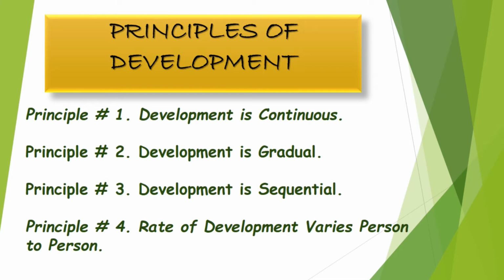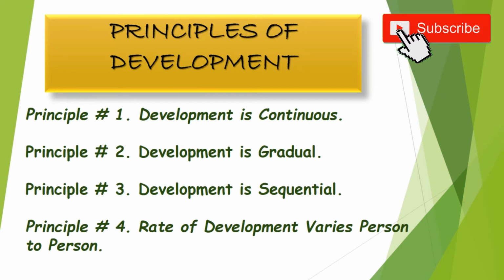Development is gradual. What do we mean by this term gradual? It means development keeps on taking place in the life of a person. It doesn't stop. It is not a spontaneous process. It is a gradual process. It takes time. Therefore, we call development a gradual process.